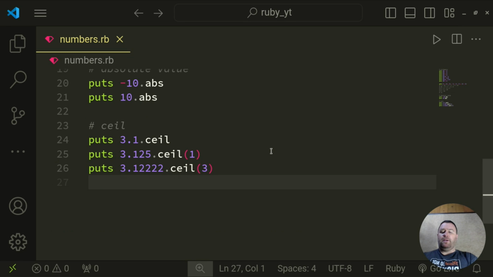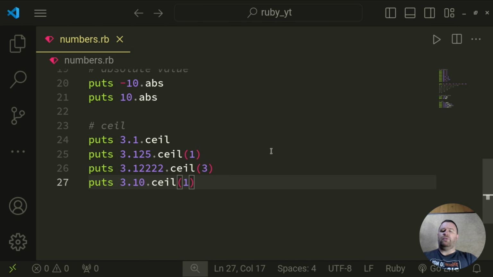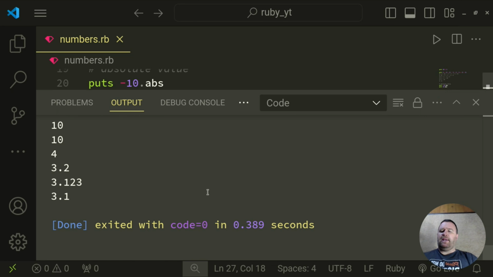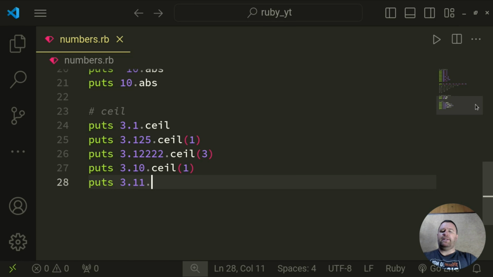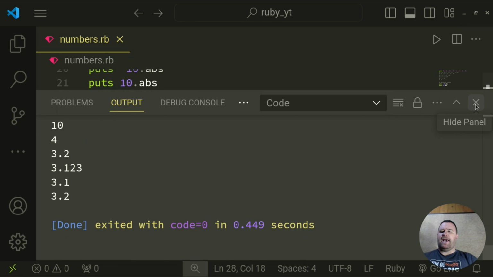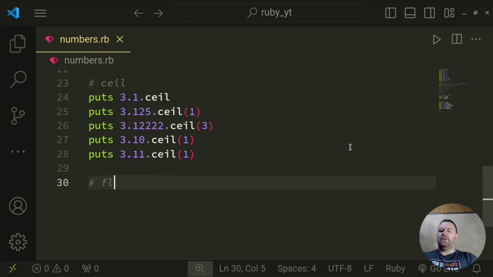Let's do puts 3.10.ceil, and we'll go to the first decimal place, and we'll see we just get 3.1. Okay, but if we did puts 3.11.ceil and go to the first decimal place and run that, we get 3.2. So anything greater than 0 after the digit you're looking for is going to bump it to the next level. We also have the floor method.